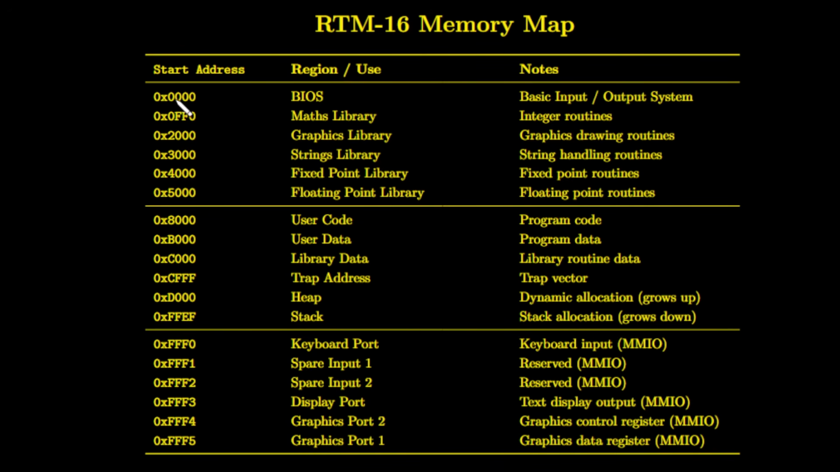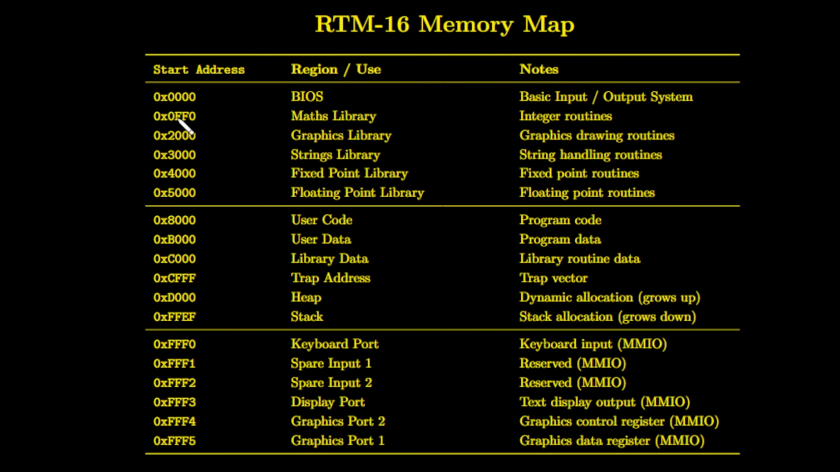So from position 0x0000 is going to be the BIOS. Okay, so that's our basic input-output system. These are the subroutines we use for the keyboard and for the text display, so that we can enter information into the keyboard and we can print it on the text display.